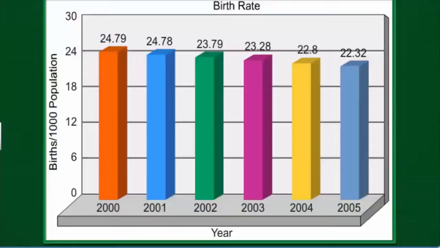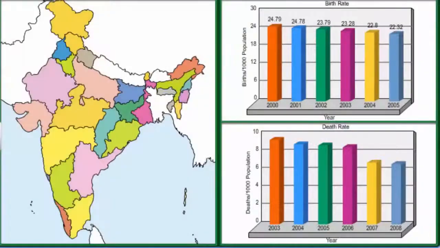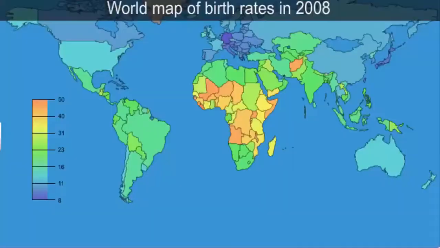Birth rate is the number of infants born alive in a year per thousand of the population. In India, the birth rate has always been higher than the death rate. Therefore, the birth rate is a major component of population growth in India.